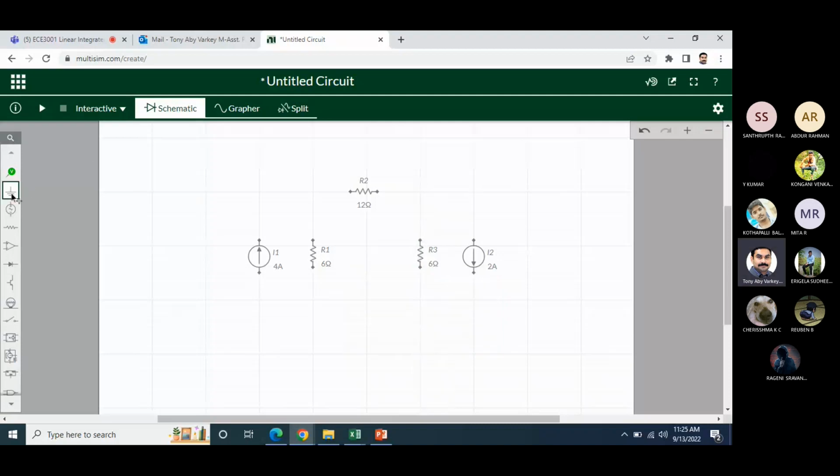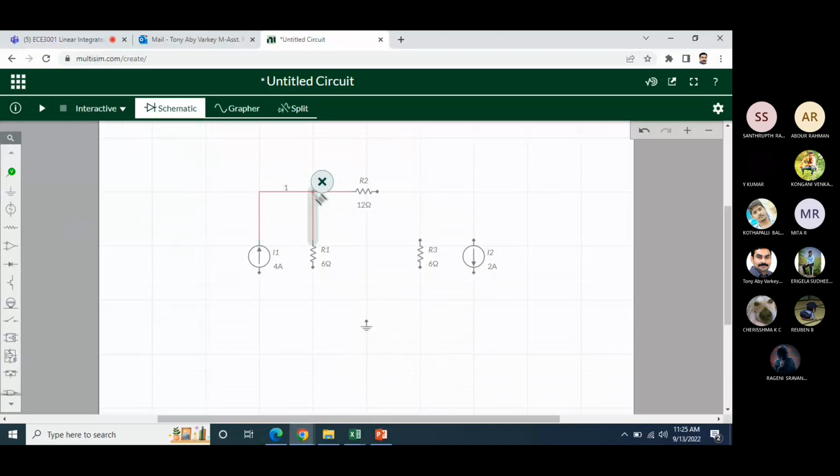Okay, now all circuits require a ground. So I will go here, take the ground and connect it down. That is our reference node. Okay, now you just have to connect. The connection spool will come when you go near to it. Connect, that's it.